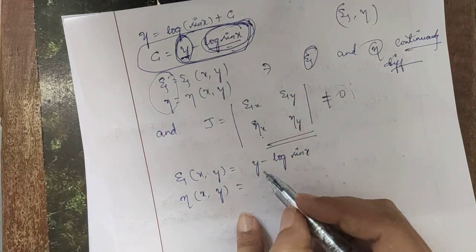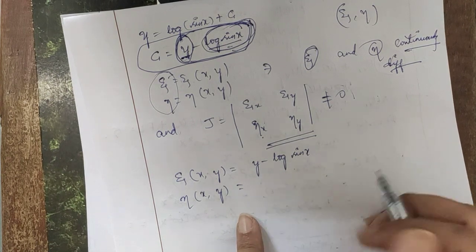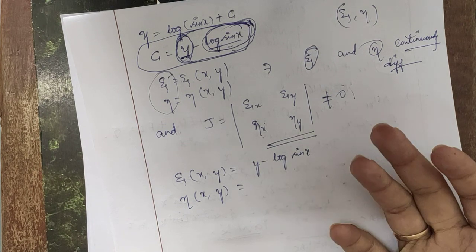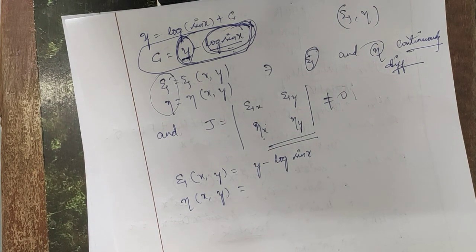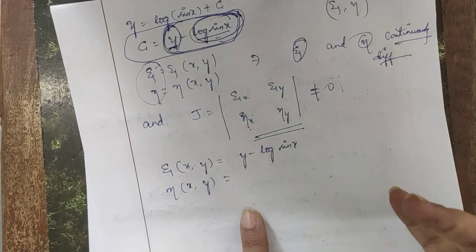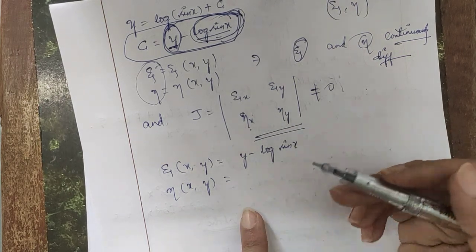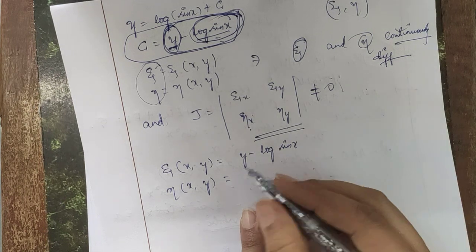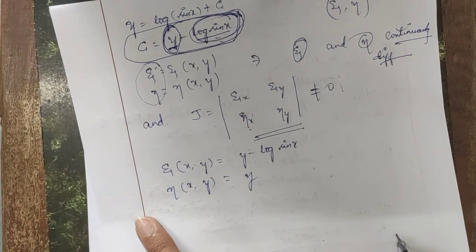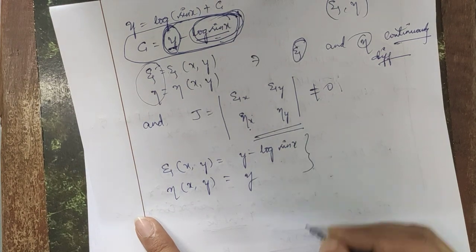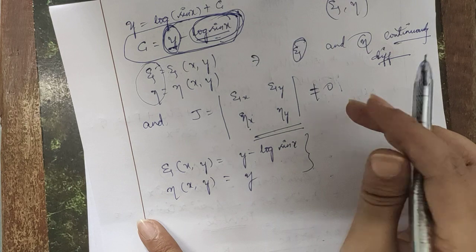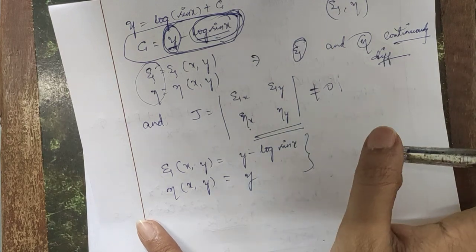And one more thing is, before choosing one as your eta, make sure that the function you have chosen should make your problem simpler, right? So here if I choose minus log sin x, when I differentiate that, the problem gets complicated. For that purpose I will choose y as eta of x comma y. So I have chosen two functions now. Let's find out the determinant and let's verify that this determinant is not equal to 0.